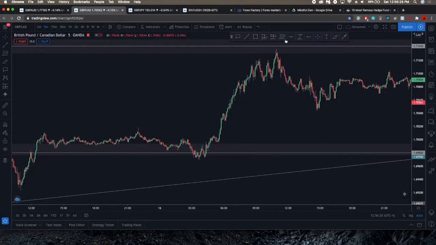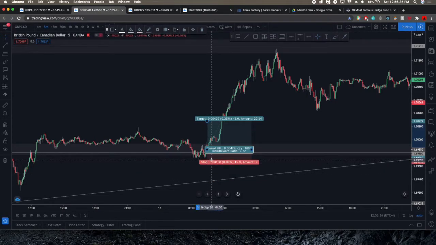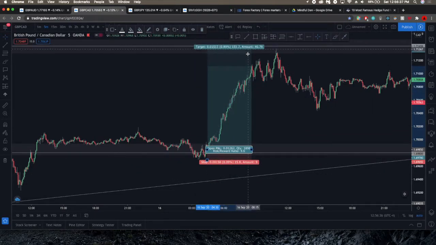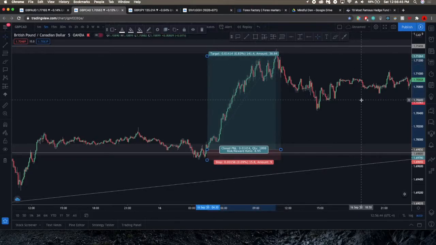Yeah. And then let's just say you entered here, okay? That would have been a nice entry. 15 pip stop loss, and your take profit is the next zone, which was hit, right? Or you can have, let's just say your take profit was 140 pips, okay?